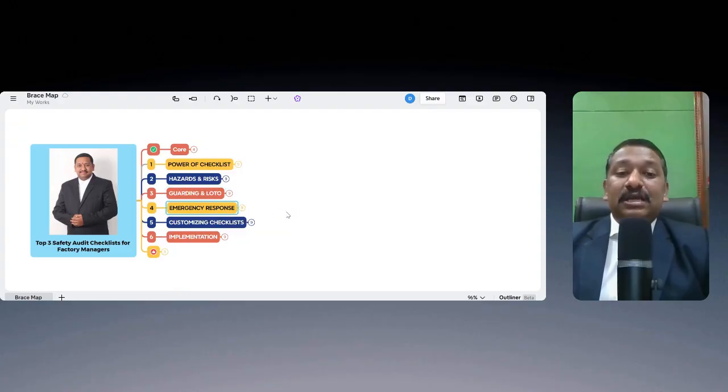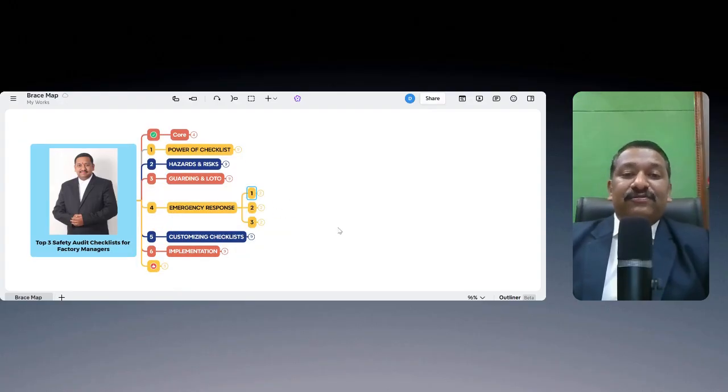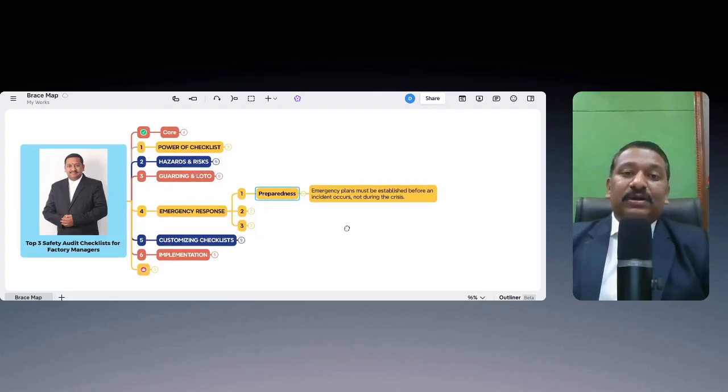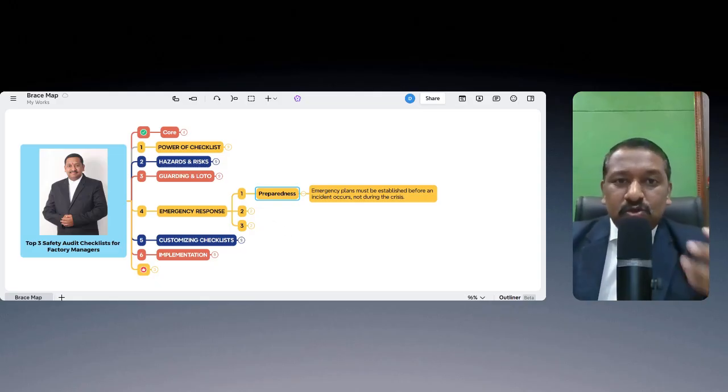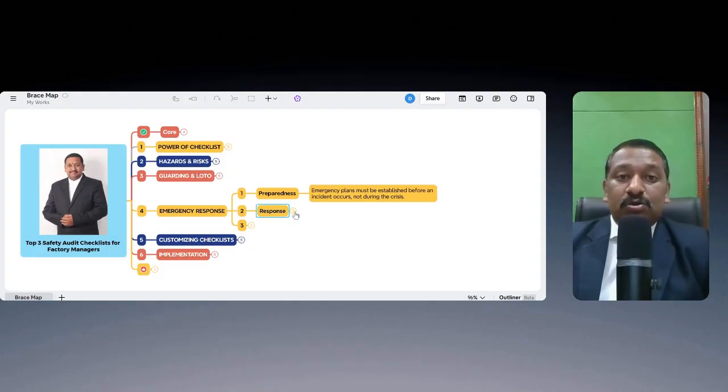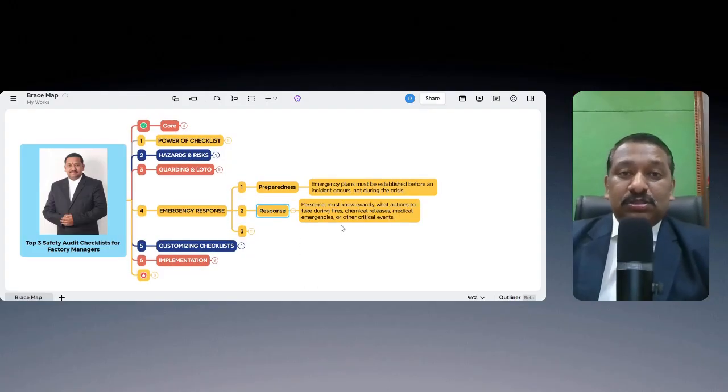The fourth aspect is emergency response. My dear friends, the preparedness of the emergency response is very much important. The emergency plan must be established before the incident occurs, not during the crisis. If there is no emergency plan before the preparedness, then when the actual emergency occurs, there will be a crisis. Nobody can control the scenario.